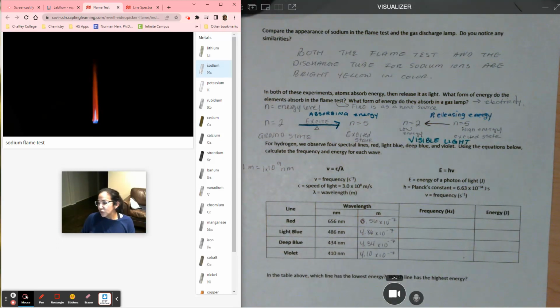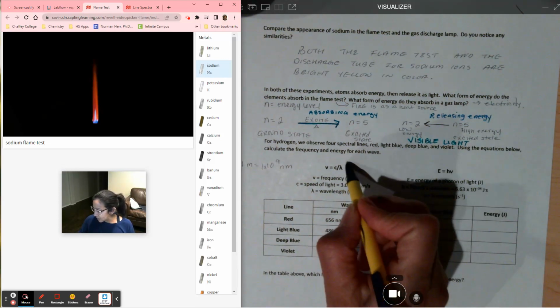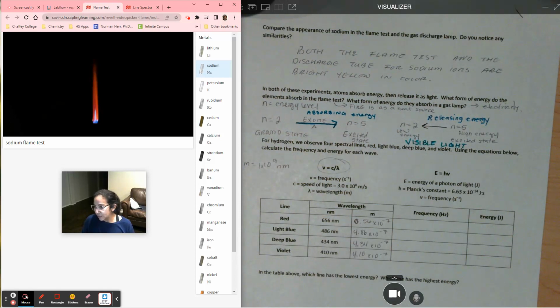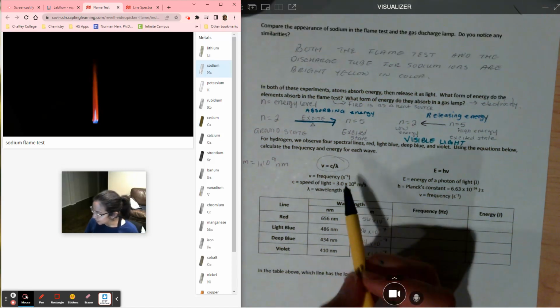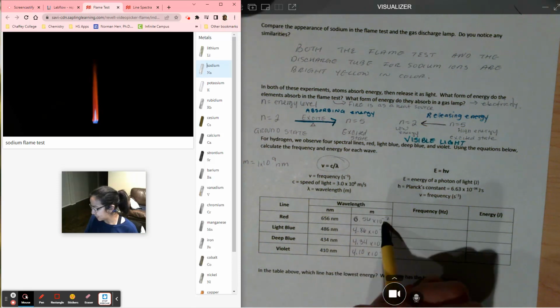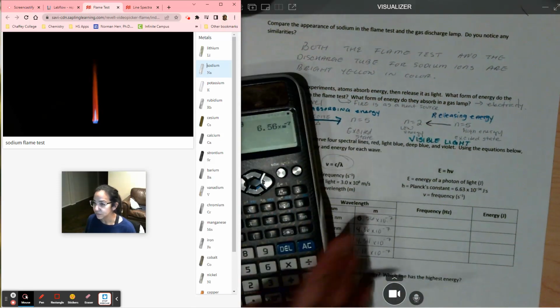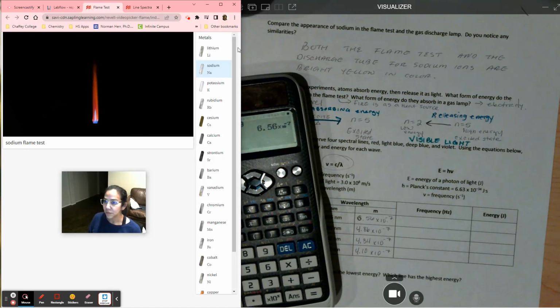Okay. So frequency. In order to find frequency with a given wavelength, we're just going to use that equation right there. It's already solved for the variable, so that's even cool. So we're going to take the speed of light and divide it by the given wavelength.